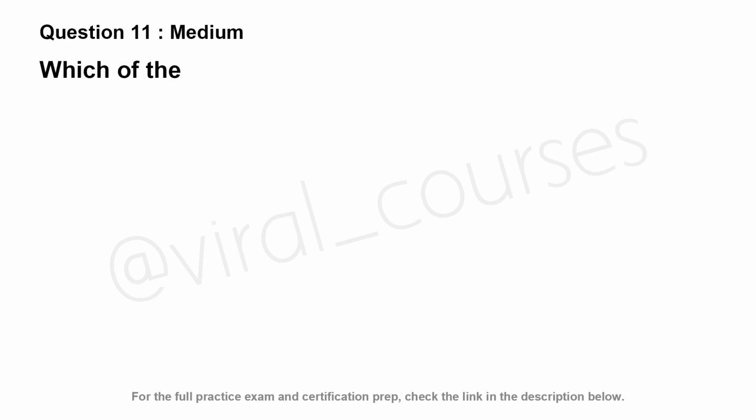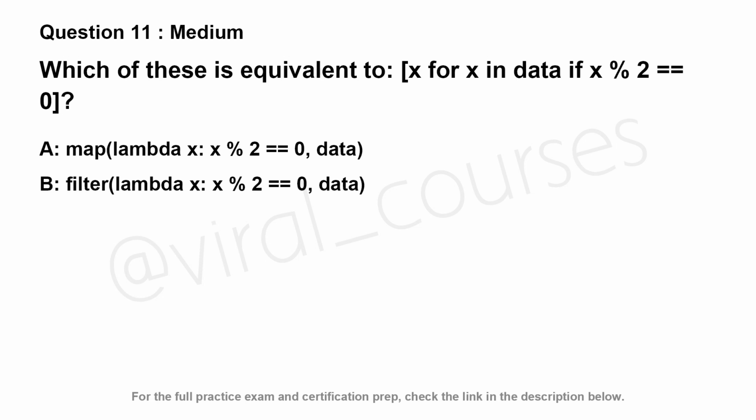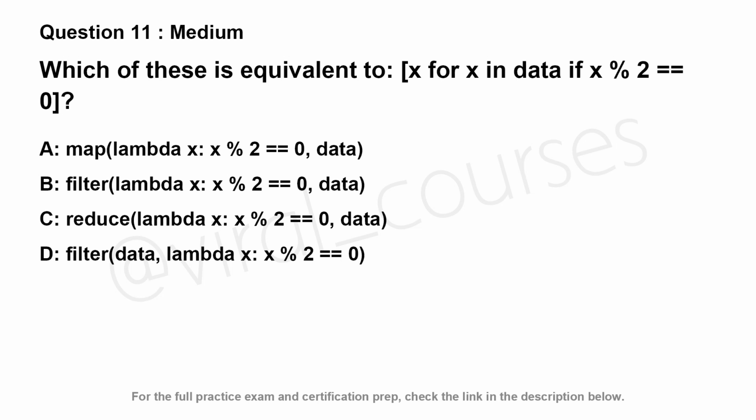Which of these is equivalent to [x for x in data if x%2 == 0]? Option A, map(lambda x: x%2 == 0, data). Option B, filter(lambda x: x%2 == 0, data). Option C, reduce(lambda x: x%2 == 0, data). Option D, filter(data, lambda x: x%2 == 0).